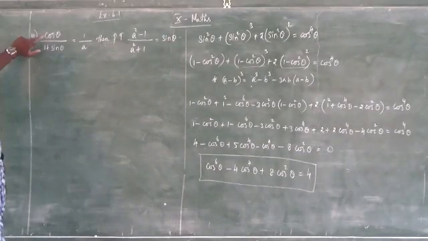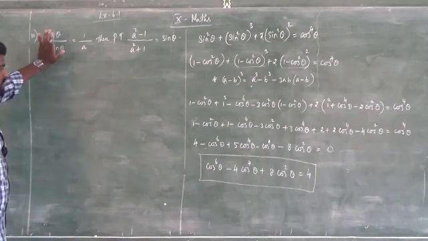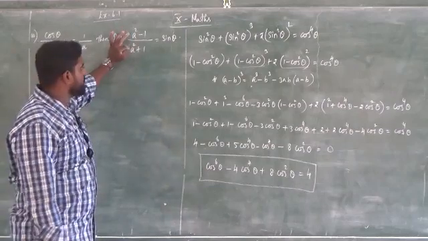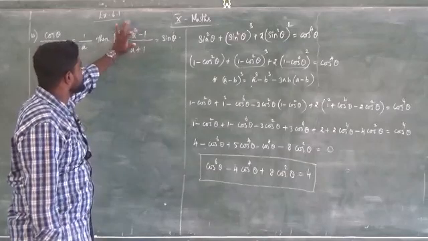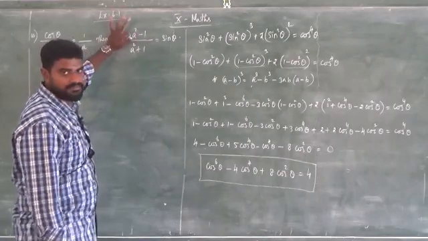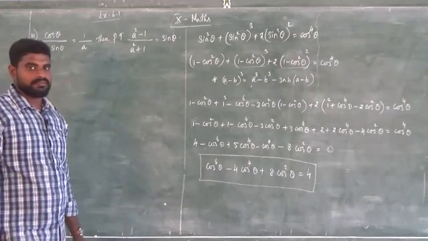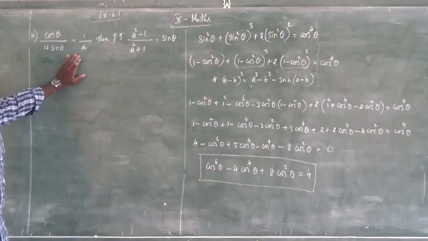So the given value is cos theta by 1 plus sin theta equal to 1 by a. So using this value we are going to prove that a square minus 1 by a square plus 1 equal to sin theta. If you want to prove this, first we should know what a is. So from the given value, I am going to find out what a is. Have they given the a value? They didn't give the a value. They have given only the reciprocal.